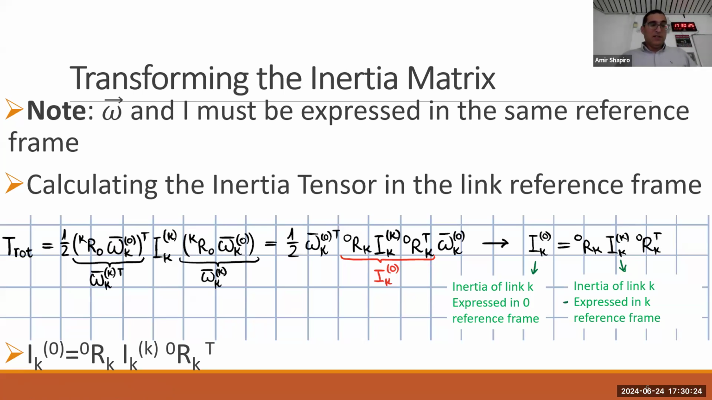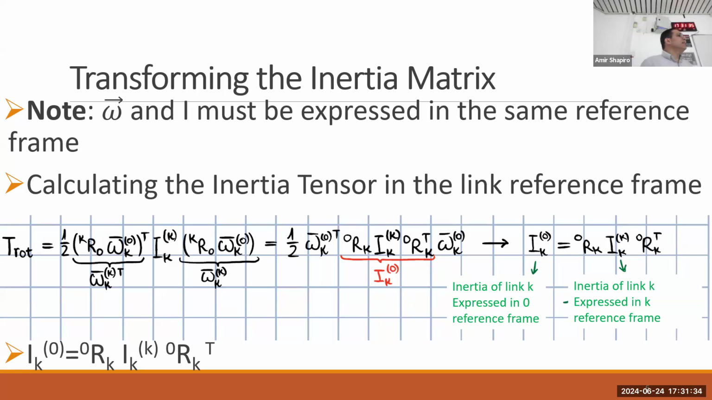And therefore, when I open the parentheses here, this changes the order, and I get omega k in the zero reference frame times R from k to zero, and R from k to zero transpose here. It's from zero to k, so it's like k to zero transpose, omega k in the zero reference frame. So this multiplication of R I R transpose is actually like transforming I from the K reference frame into the zero reference frame, because now I multiply it by omega, which is expressed in the zero reference frame.